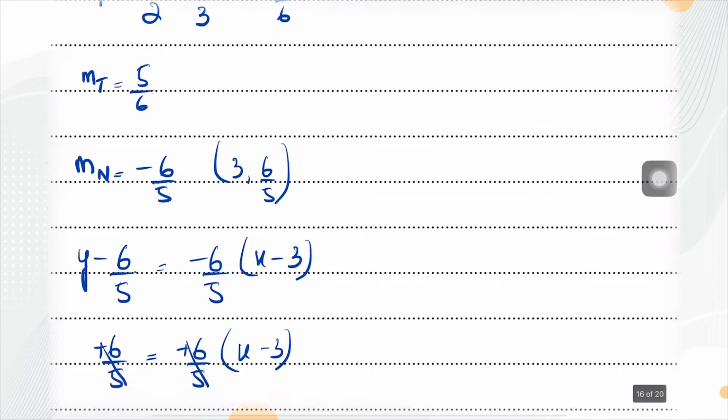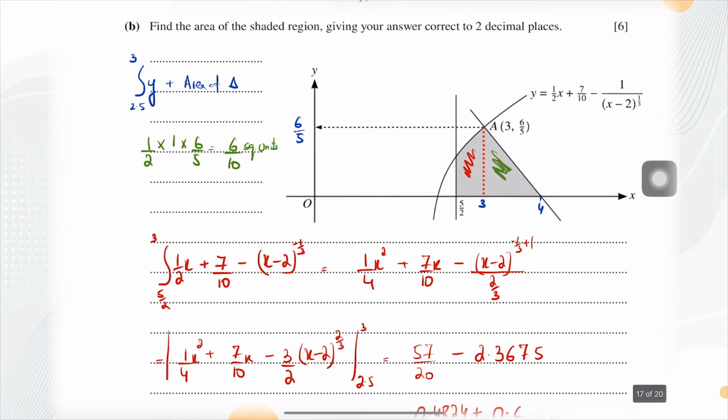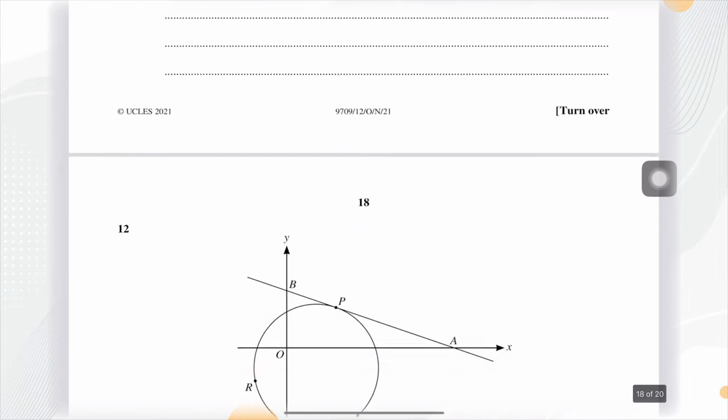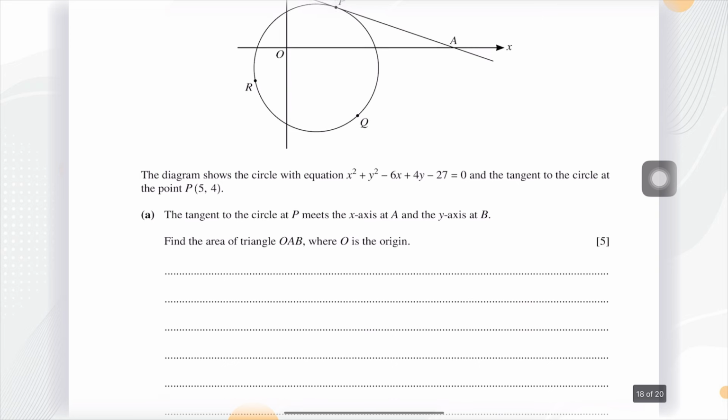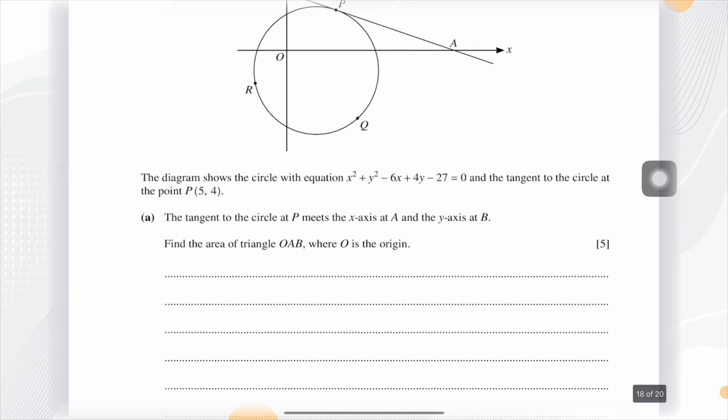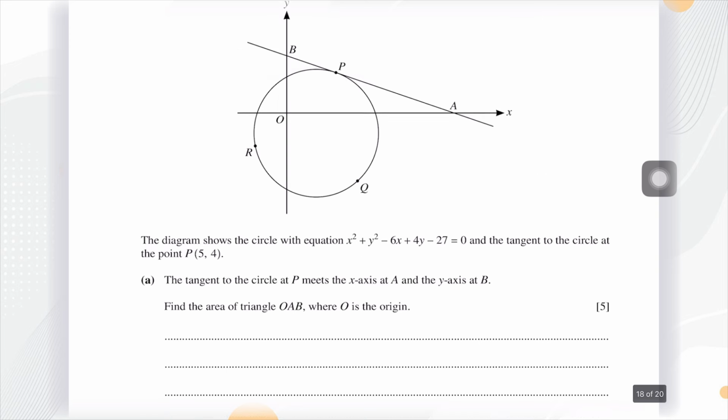Alright, now let's do the last question, which is find the area of the shaded region. No, wait a minute. It's the equation of circle question. So it says the diagram shows the circle with the equation x squared plus y squared minus 6x plus 4y minus 27 equals 0, and the tangent to the circle at the point P 5, 4. Okay, so we have the coordinates of P. Might as well write that down. So this point is 5, and this point is 4.